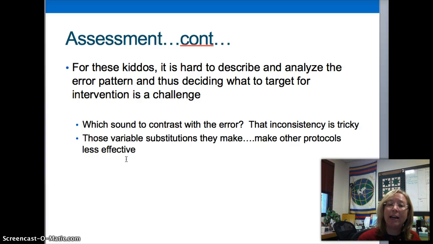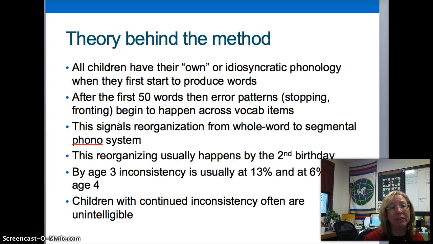As I was saying, it's hard to describe and analyze the errors, but really it's even more difficult to decide what target to contrast the sound with. You wouldn't know which sound to contrast with the error because it's a moving target for these kids. And so that inconsistency is the tricky piece, and the substitutions are variable. And so the typical protocols we use for these children aren't quite as effective.